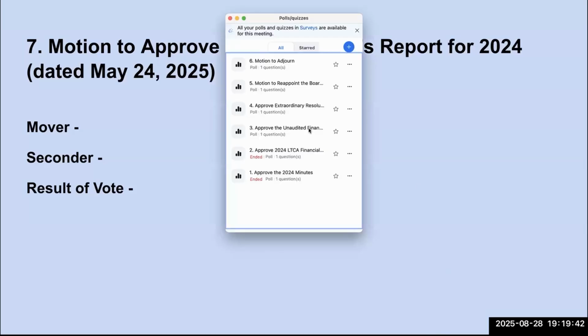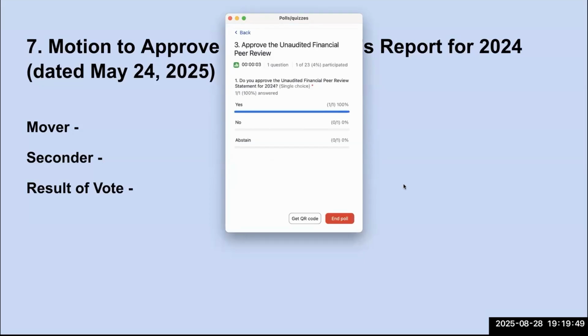Hold on. Okay, the poll's there to go. Have about 10 more seconds. Okay, the results are that 19 out of 20 have voted yes, and one person has abstained. Great.